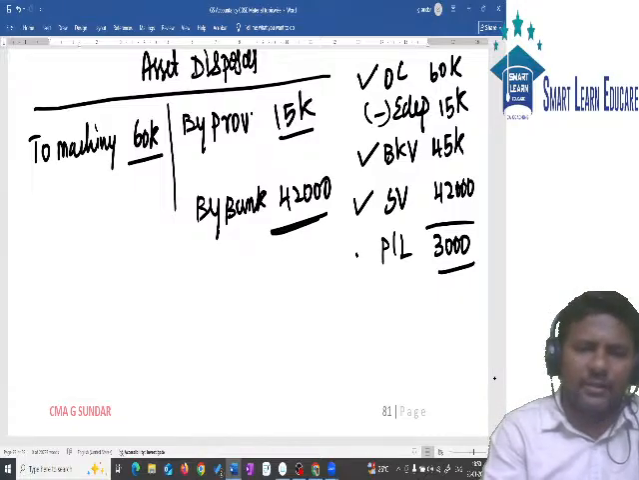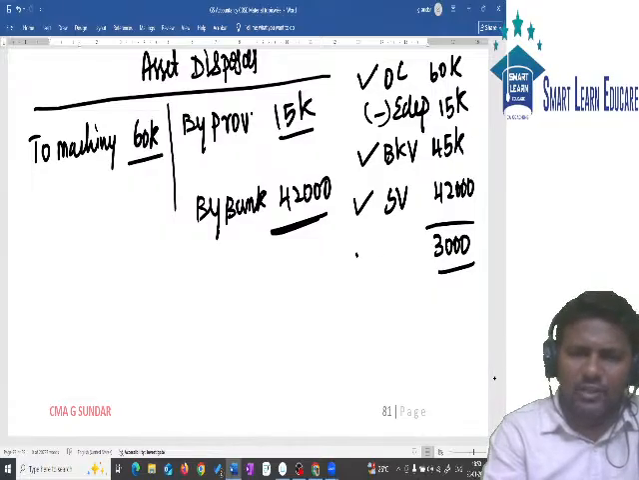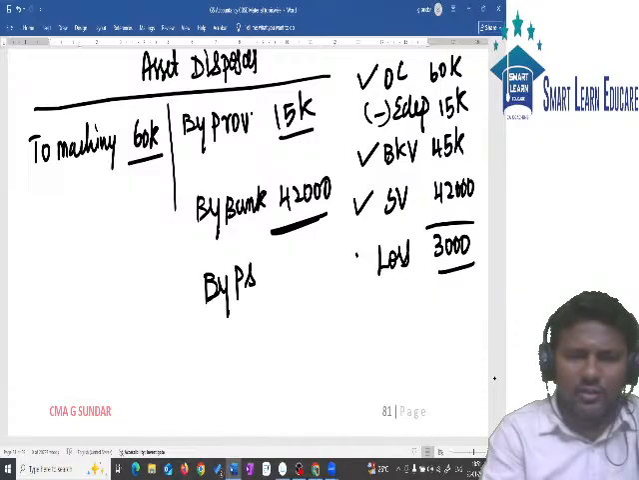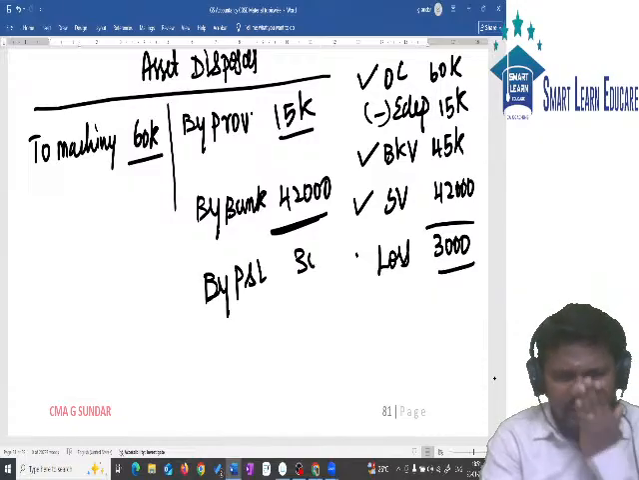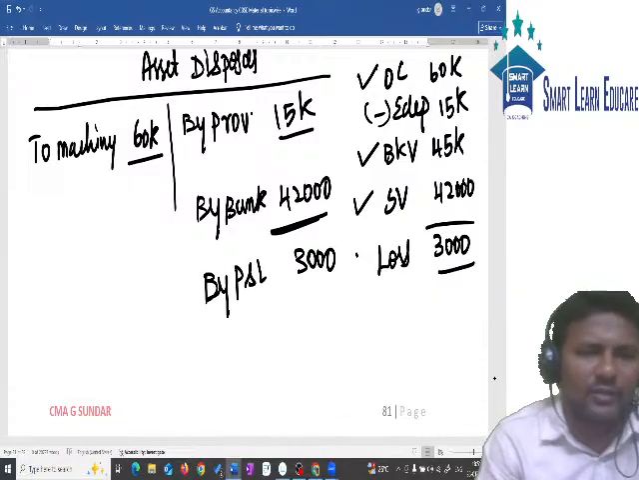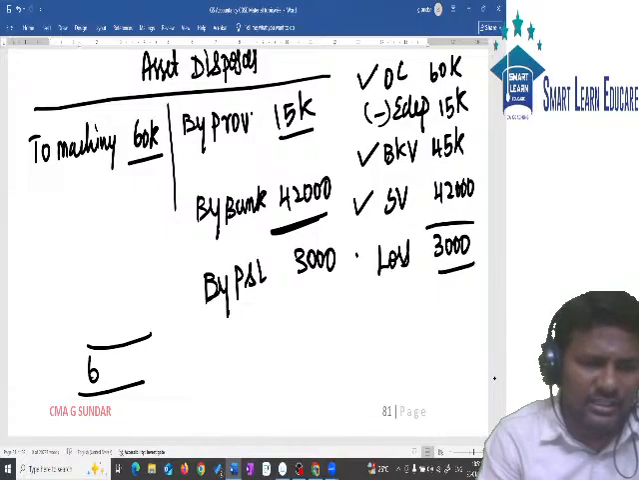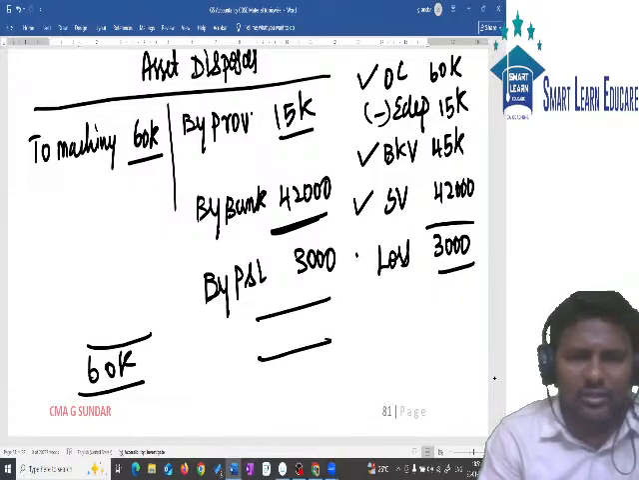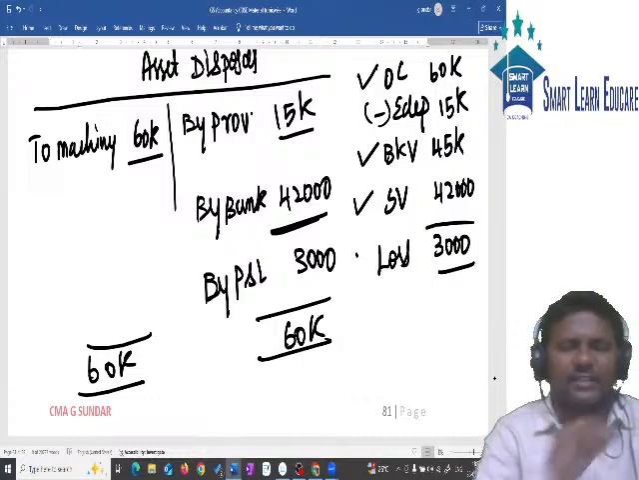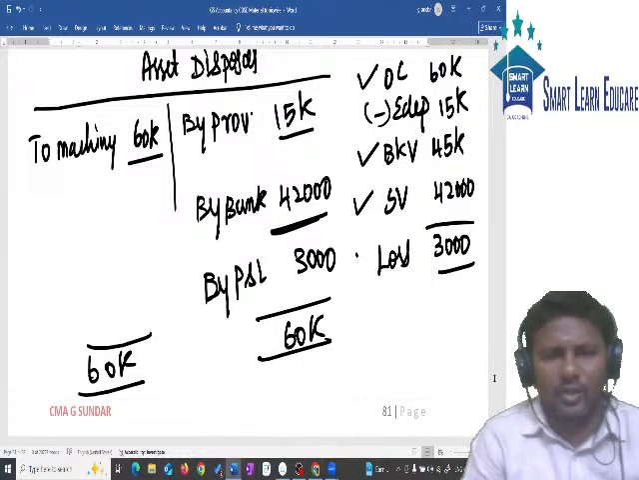By P&L, this is profit or loss. Book value is more, so it is a loss. By P&L, the loss is 3,000. So debit side total is 60, credit side total is also 60. Nothing is arrived at as a balancing figure because all the information is given in the question.